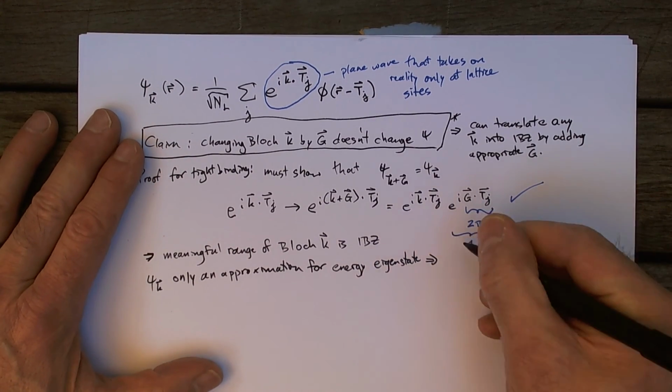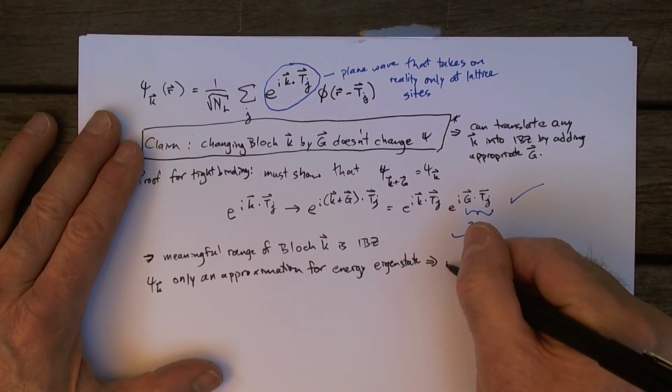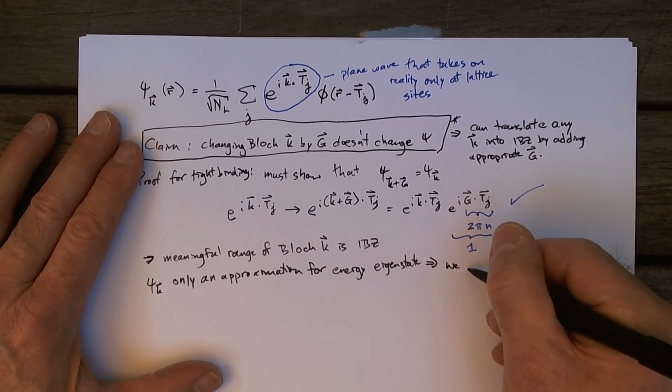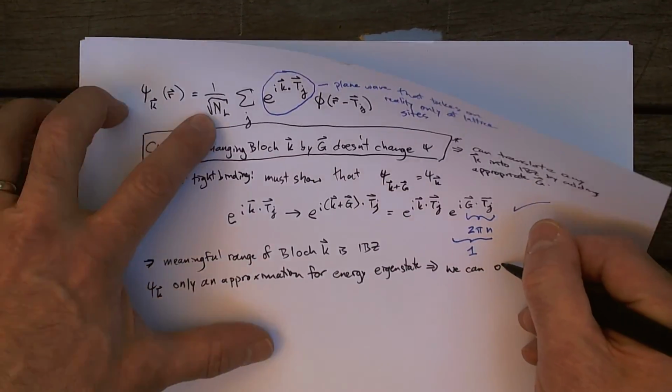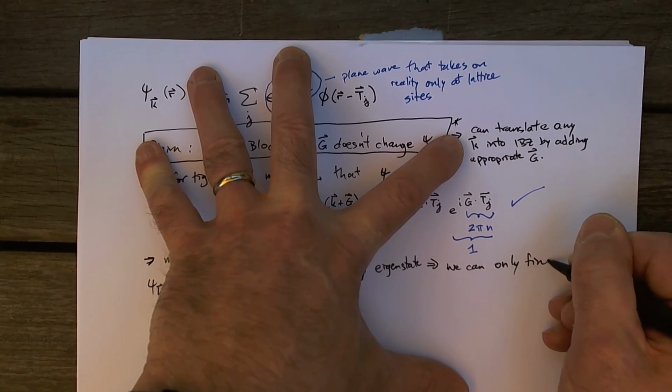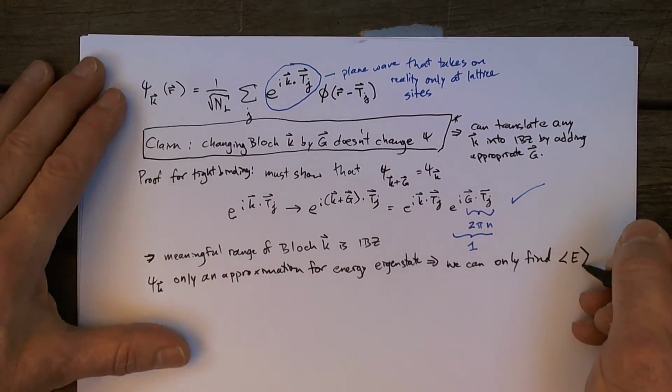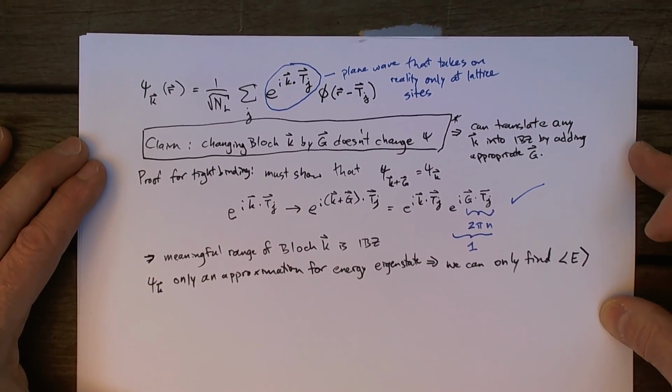And so that means the best we can do for the energy is to find the expectation value. So we can only find the expectation value of the energy. We're not going to be able to get an exact value.